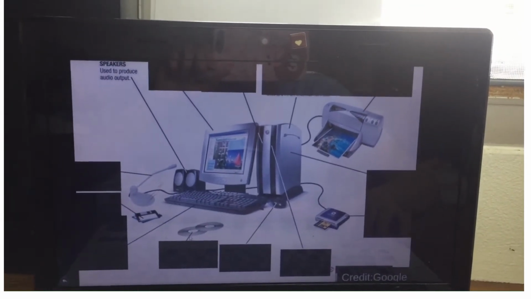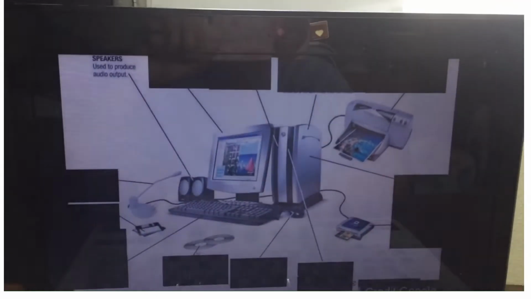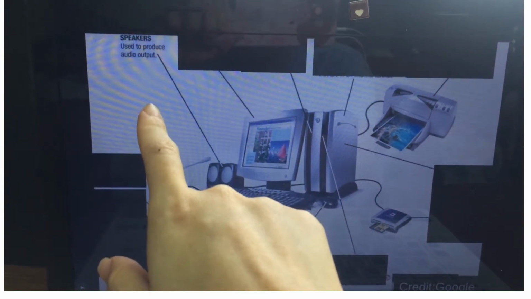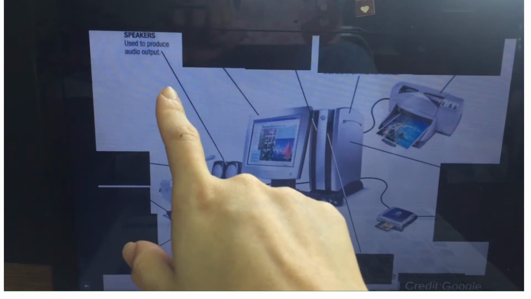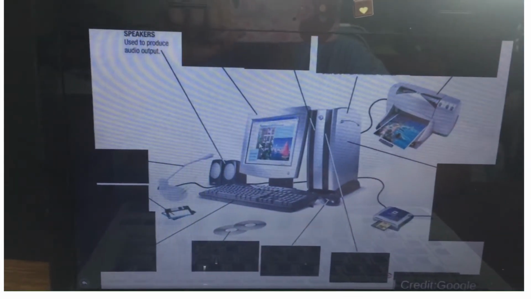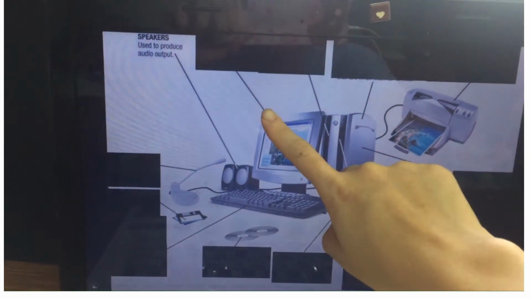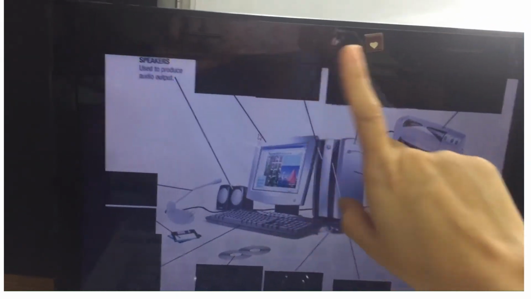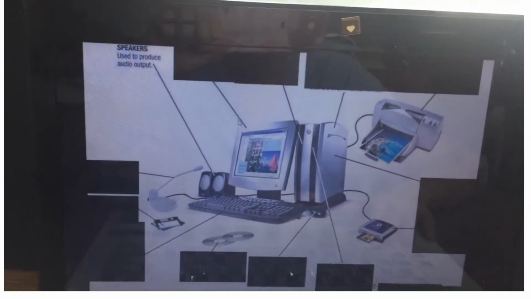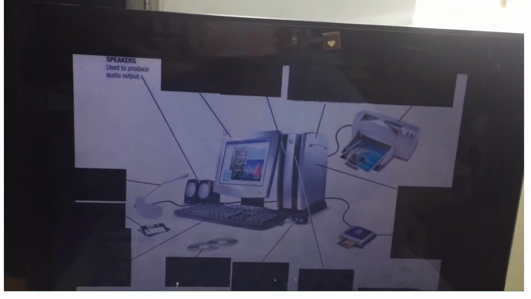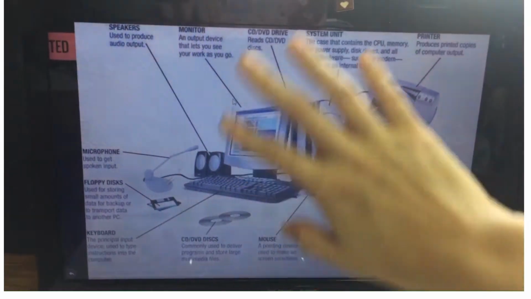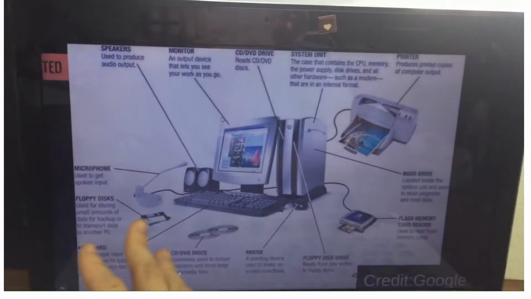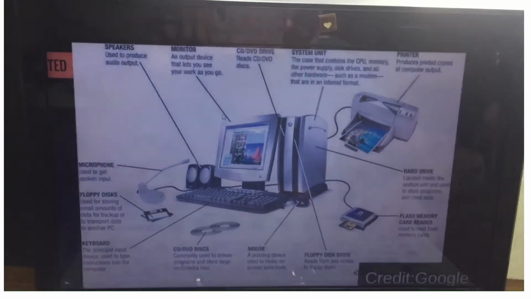Is it better? So first you explain to them what a speaker is. Speaker is used to produce audio output. So you move on to the second one, the monitor, and then you explain. Finish and then move on. So at the end, the audience will have a clear picture of what a computer is. Instead of just giving them so many things, they will not digest well. Got it?